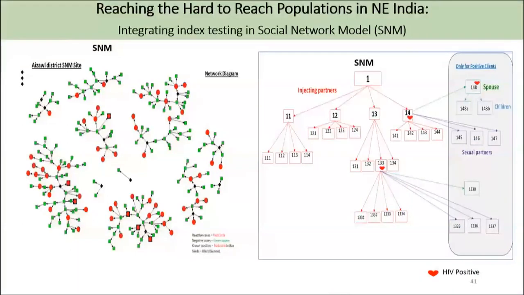So these are some examples from the Northeast and from AP, where we got a very good yield from the social network model, and we tried blending the social network with index testing. Once a person was identified positive through the social network model, index testing was carried out for them to identify their sexual partners, their children and their spouses, and we got very good results. You can see these red ones are the still active chains of communication for offering further SNM. So there are a lot of positives identified from this network.